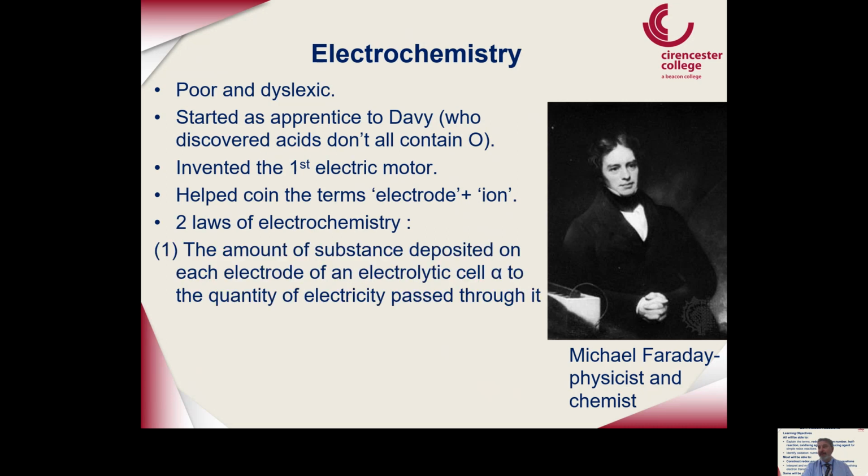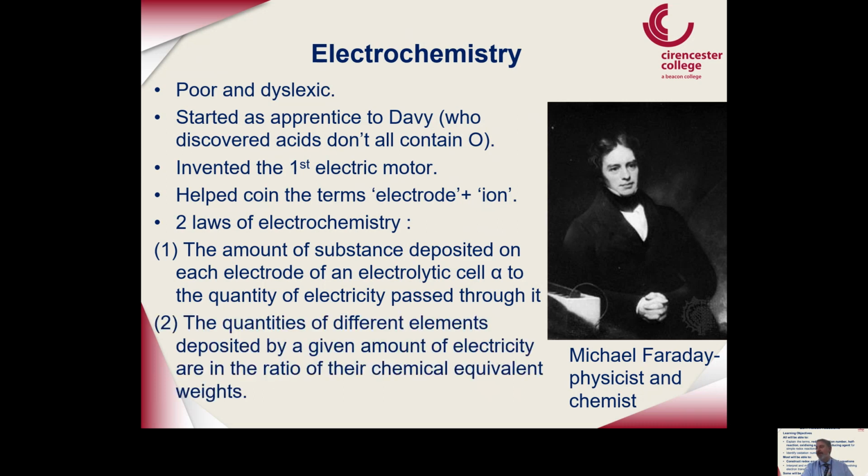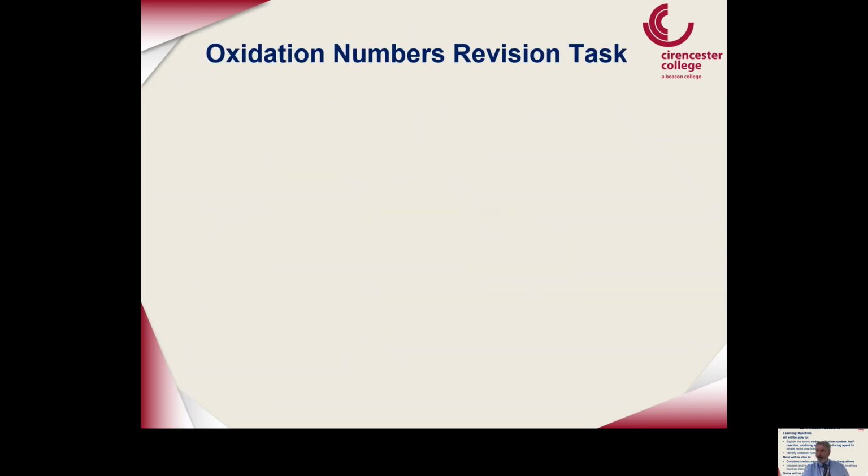He came up with the 2 laws of electrochemistry, so that the amount of substance that you get on an electrode is dependent on the amount of electricity passed through it. And it's in the ratio of their chemical equivalent weight. So quite a lot of stuff that he was doing. Hence, he has quite an impressive museum in London.